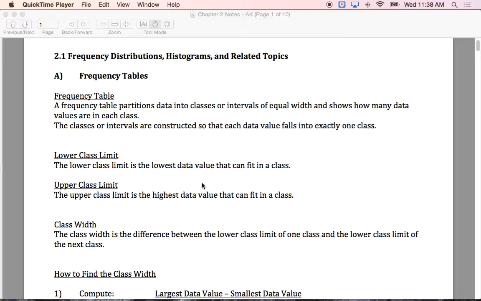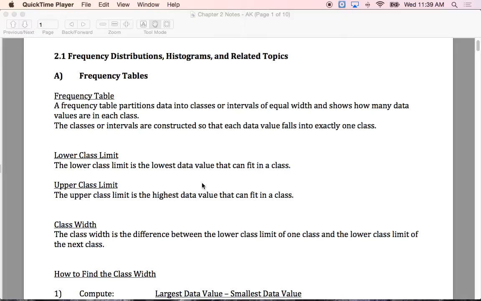Now I'm going to go through all these different definitions and how to find things, but it's going to make much more sense once we actually get to our examples. So we're going to have what we call the lower class limit and upper class limit. The lower class limit is the lowest data value that can fit in a class, whereas the upper class limit is the highest that can fit in a class.